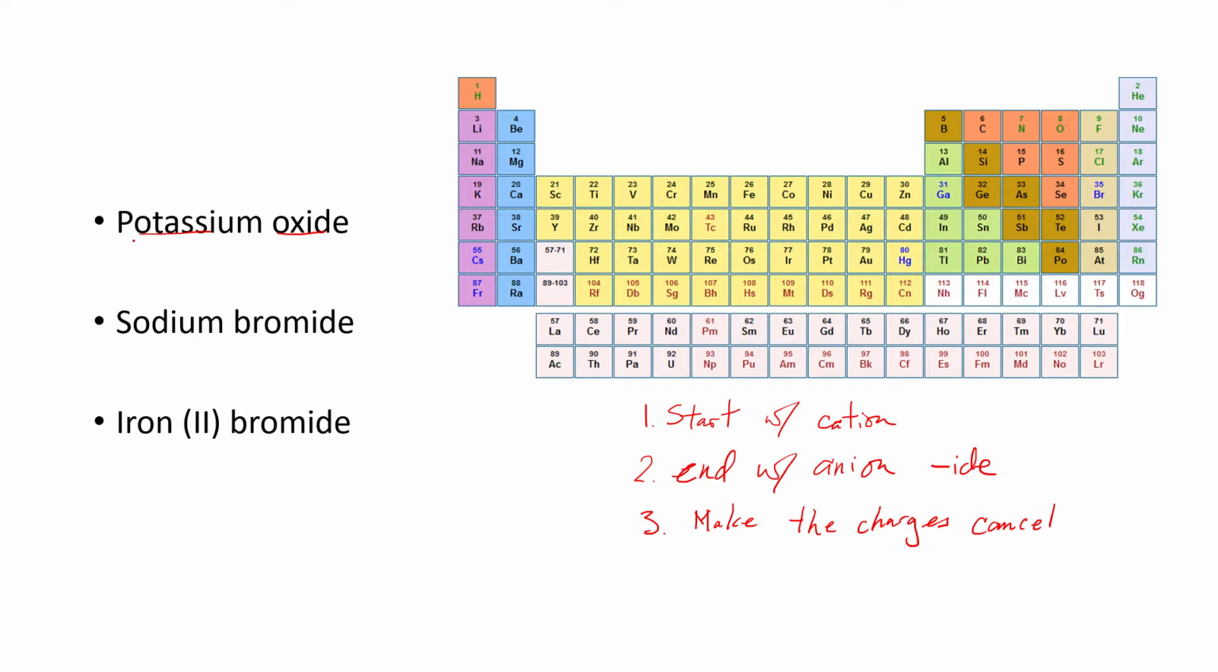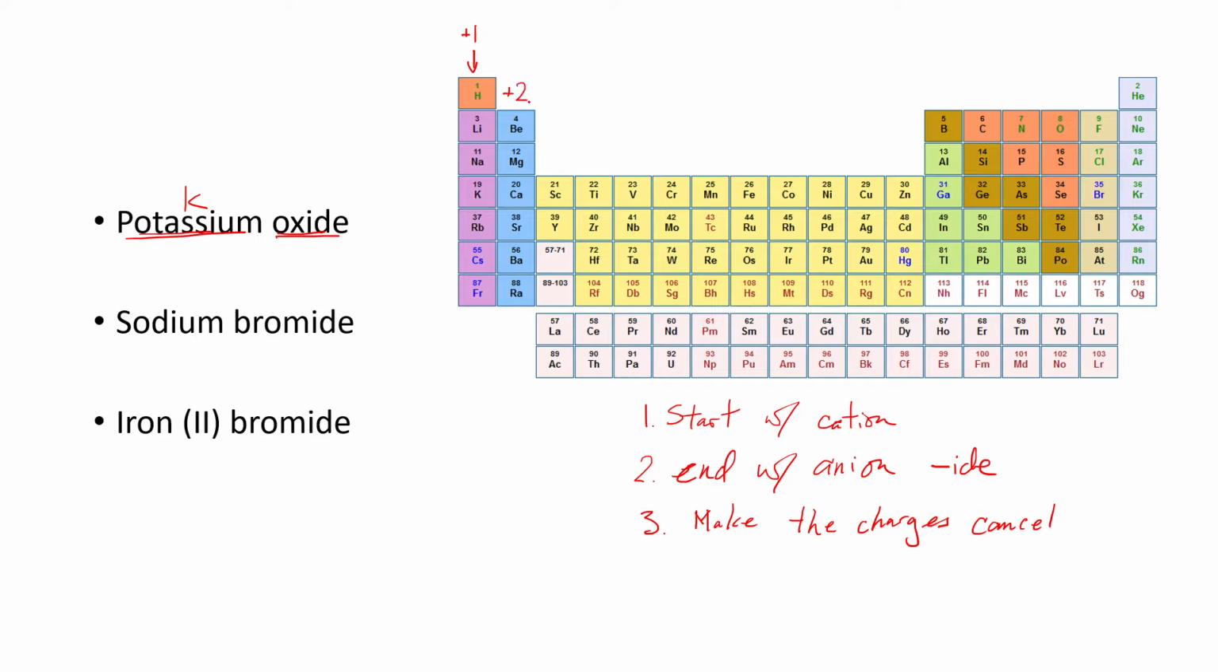So here I have potassium oxide. The first one is potassium, which is right here. If you recall from our lessons on the periodic table, we know all of these guys will make a 1 plus ion. Why? Because they're alkali metals. They have one extra electron. They're going to throw that one electron away. We're going to have a +1 charge.